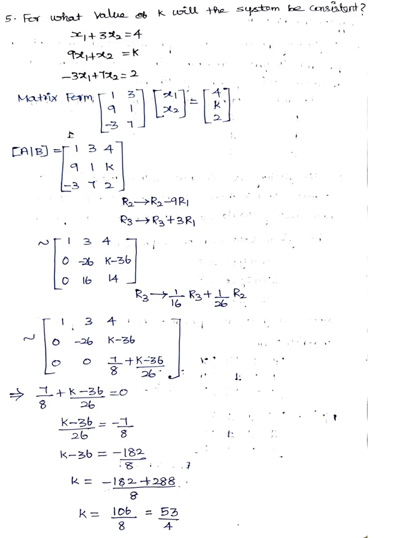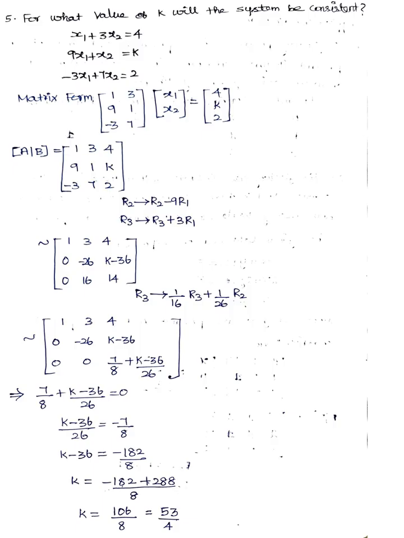Yes, now for what value of k will the system be consistent? Now the augmented matrix is of the form 1, 3, 4, 9, 1, k, minus 3, 7, 2. We have a k value here. Now we are going to find the value of k. By using R2 and R3, make the second and third elements of the first column 0.